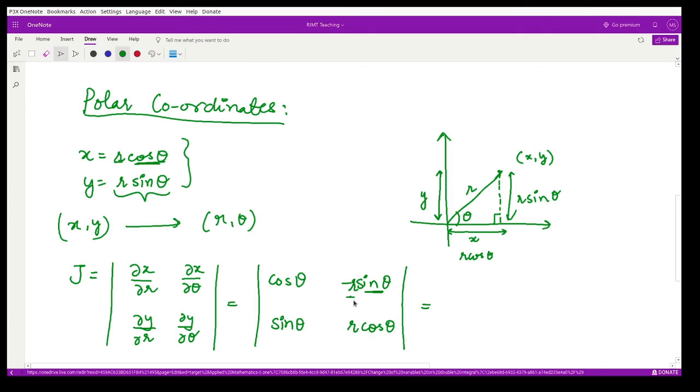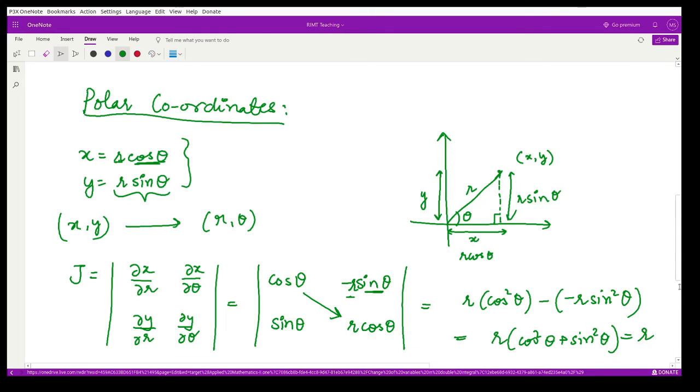Yes. So now when you take the determinant, you multiply this term with this term, you have r into cos square theta, and then minus of minus r into sin square theta. So basically this becomes equal to r into cos square theta plus sin square theta, that is equal to r. So this is your Jacobian.